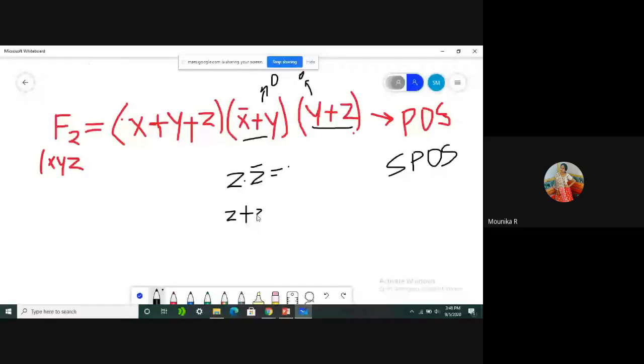This value is 1. That is the reason we should be very particular about theorems. What are the Boolean theorems we have discussed so far? So this value is 1 and this value is 0.